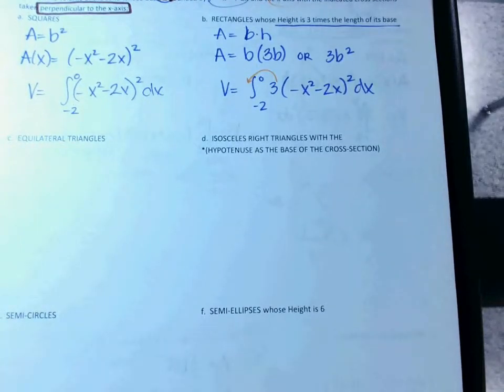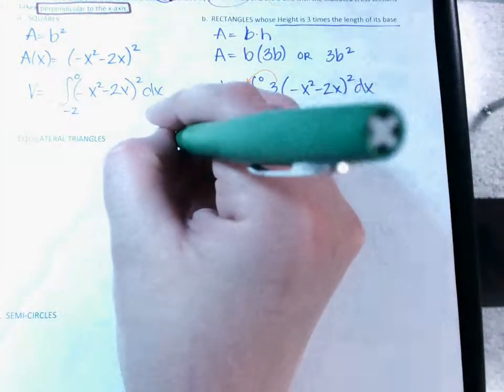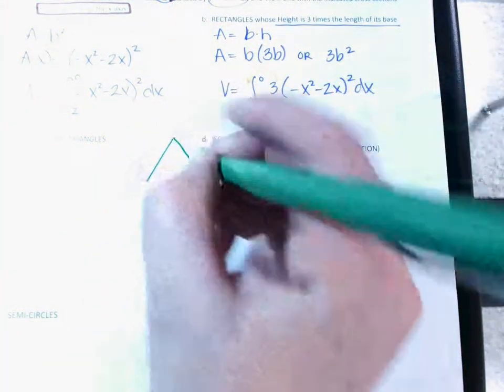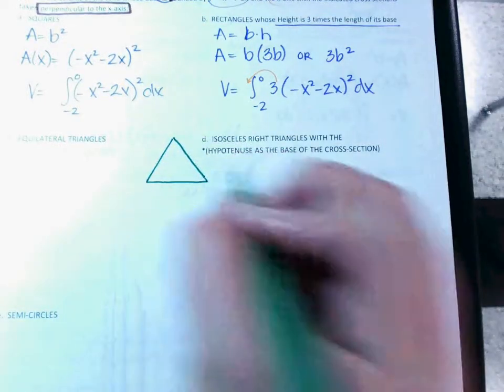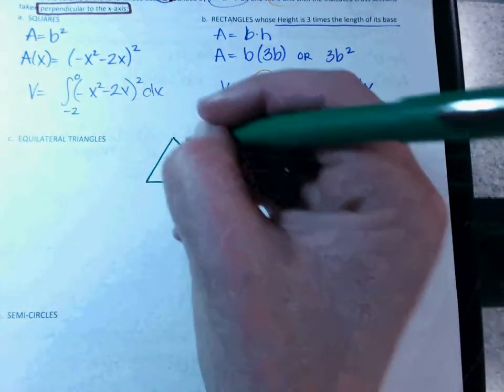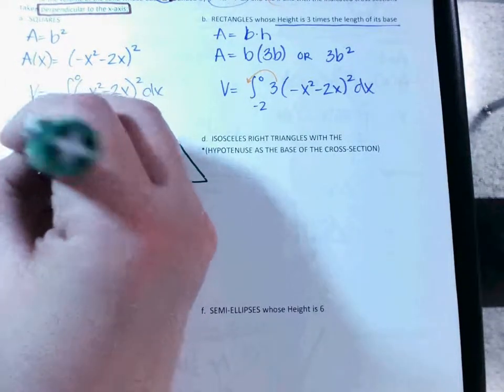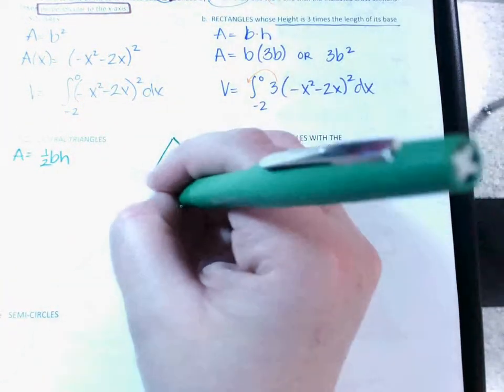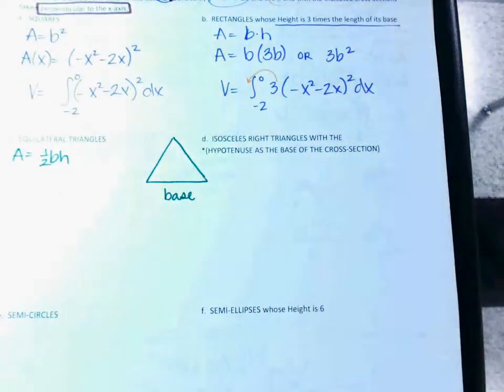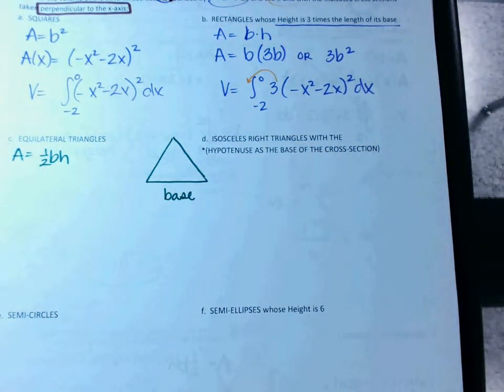Okay, come down to your equilateral triangles, letter C. Okay, equilateral triangle. Remember, we did this one. I'm going to do it one more time for you because I don't want you to just copy the formula. I want you to understand where it comes from. So here's my equilateral triangle. We know area is 1/2 base times height. Remember that this is the base. So the question is, how do I find the height?